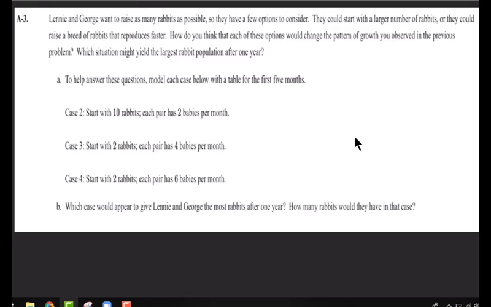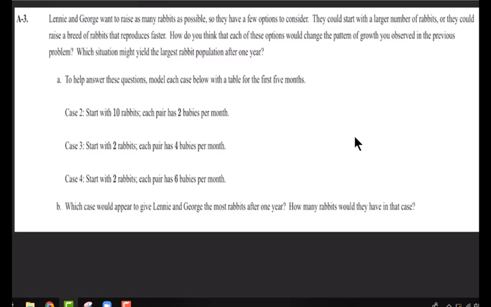So your job today is to come up with that table and that diagram, and they want us to make that table for 5 months for each one of those 3 situations, and then look at that data and figure out what's the best case for a whole year. Case 1 that we did together, case 2, 3, or 4. So that's your goal today, is to figure out which case would be the best situation for George and Lenny in their rabbit business.